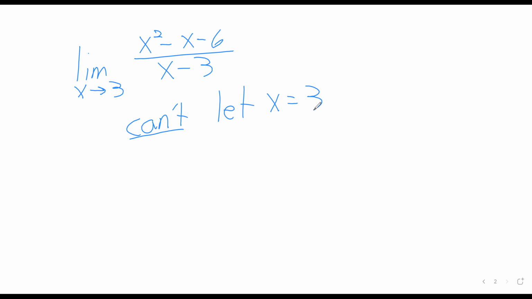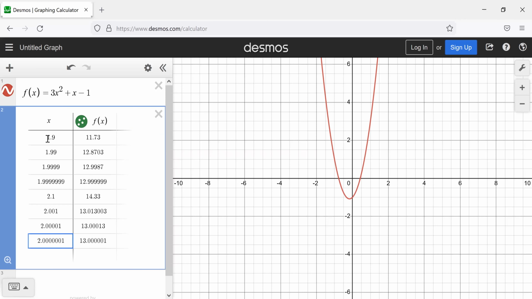If we stuck 3 in here, we would get a division by 0 error. So if this limit exists, we certainly don't get it by sticking 3 into the function. Let's once again go to Desmos and numerically investigate this limit.